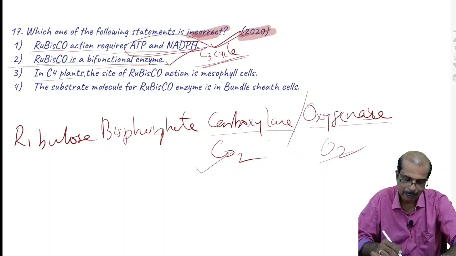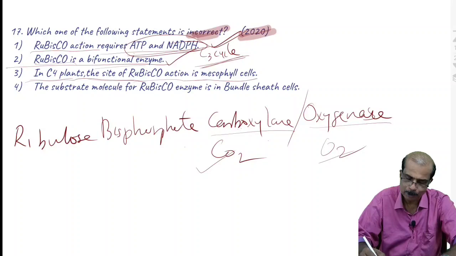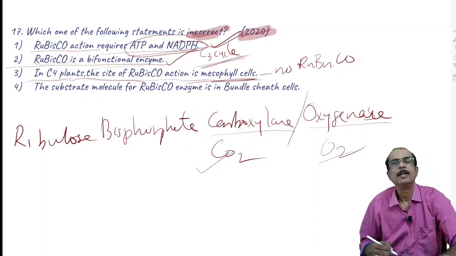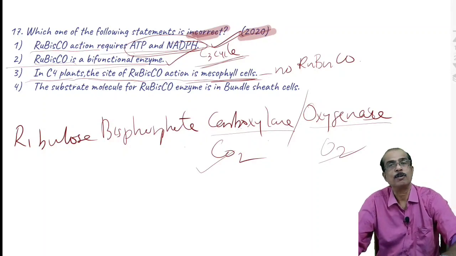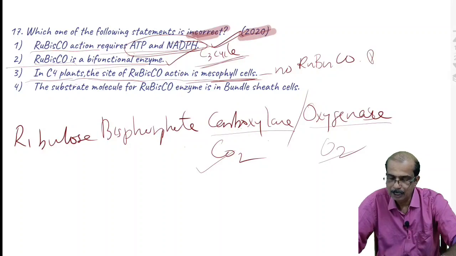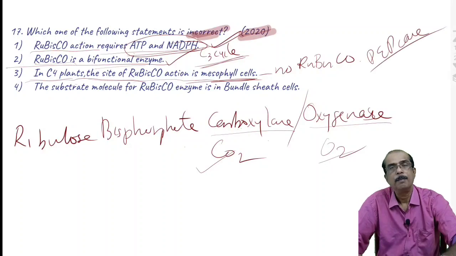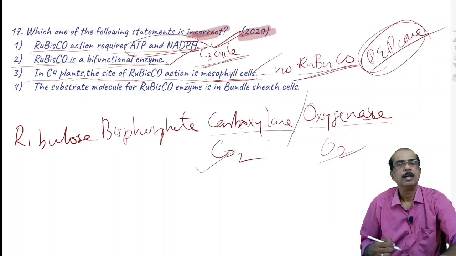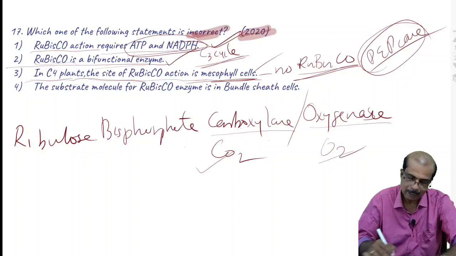Third option, in C4 plants, the site of Rubisco action is mesophyll cells. In C4 plants, in mesophyll cells, Rubisco is absent. No Rubisco in mesophyll cells, to check photorespiration or oxygenation action. There the enzyme is PEPCase. The primary carbon dioxide acceptor is PEPCase and not Rubisco in mesophyll cells, because Rubisco is absent in mesophyll cells, and option 3 is a wrong one.